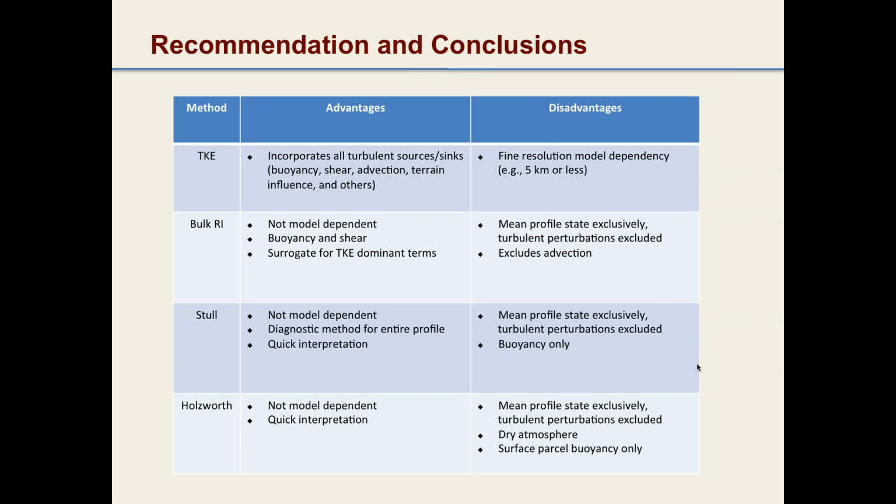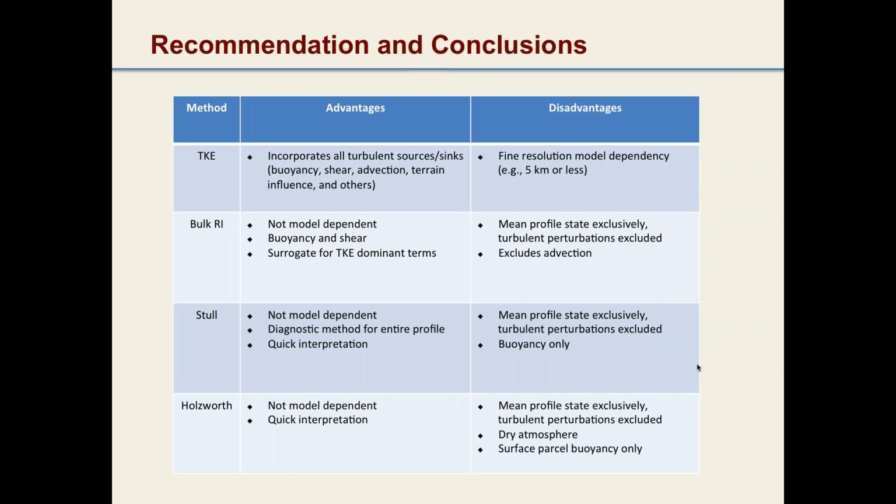And then the Stoll kind of has the same advantages and disadvantages as Holsworth, only it includes the moisture, which is kind of a big deal. So you got another simple method there, but now you're looking at an unsaturated moist atmosphere. And you can use that whether it's completely dry or there is some moisture. It's not going to hurt the calculation. It can only help if you're actually looking when there's moisture or not.